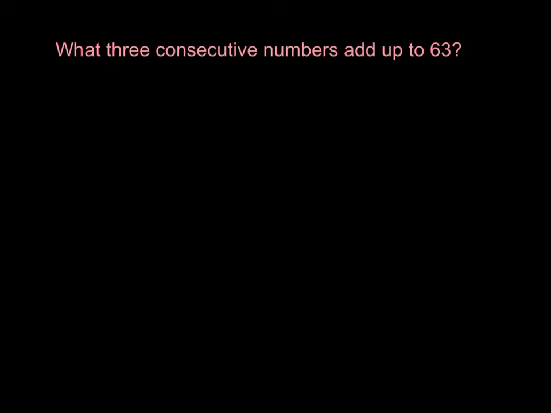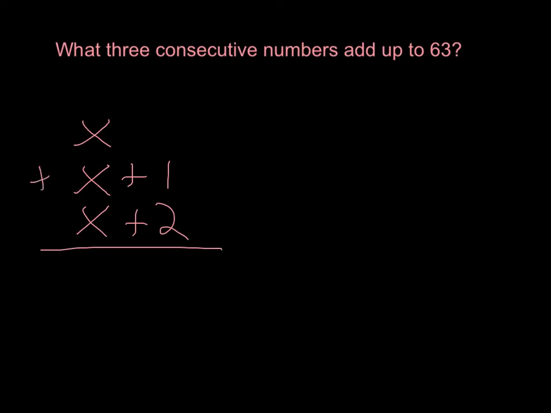Here is another common question that we're going to get. This time we have to find 3 consecutive numbers that add up to 63. Well, we know the first number we're going to set to be x. Since they're consecutive, the next number is going to be x plus 1, and the third number is going to be x plus 2. Those are 3 consecutive numbers. If we add them all up together, we get 3x plus 3, and we know that it has to add up to 63.